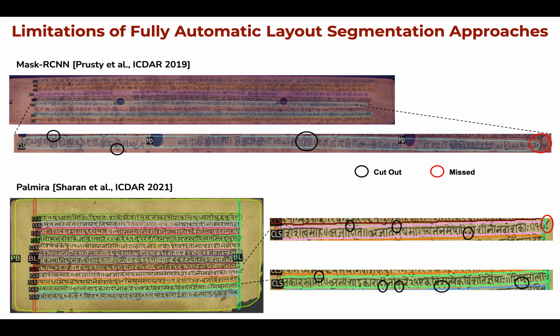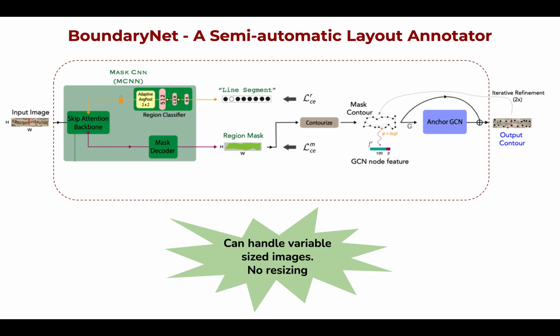Fully automatic approaches for layout segmentation produce reasonable-looking but imprecise region boundaries for handwritten documents. Predicted boundaries often result in improperly enclosed regions. Our semi-automatic approach takes region bounding box as input and predicts boundary polygon as output. Importantly, BoundaryNet can handle variable-sized images without any need for resizing.